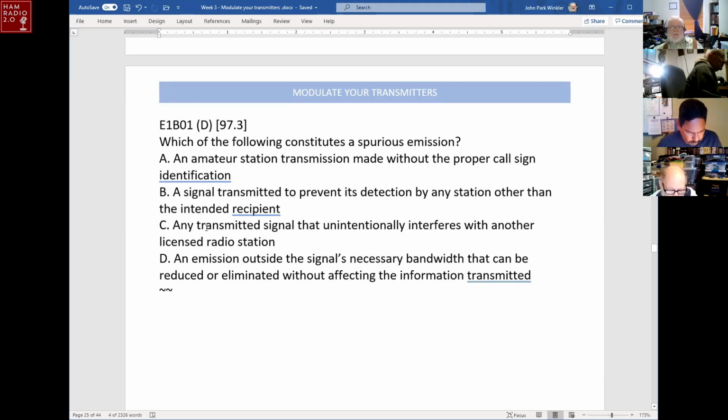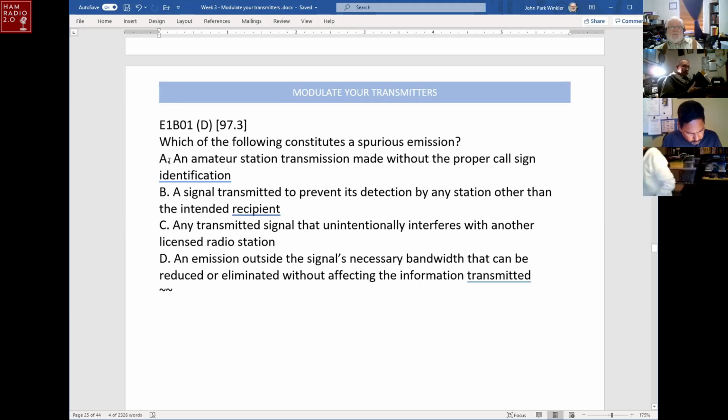E1B01. Which of the following constitutes a spurious emission? The answer is D, an emission outside the signal's necessary bandwidth that can be reduced or eliminated without affecting the information transmitted. Typically, it's going to be things like intermodulation products or splatter due to nonlinearity in an amplifier, or harmonics of the transmitting frequency. Those kinds of things are spurious emissions.